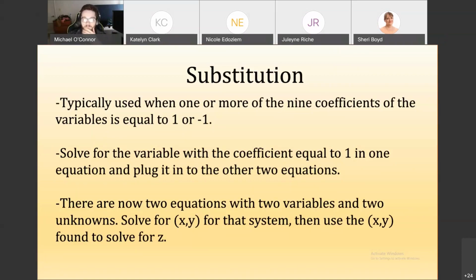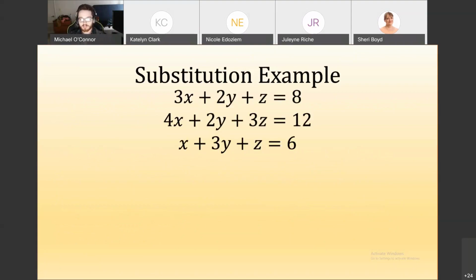So this is a substitution example. This is a system of three variables and three equations. The first thing I'm going to do is solve. There are a few different ways I can go about this because there are a lot of variables with coefficient one in this equation. But the first thing I'm going to do is solve the top one for z.